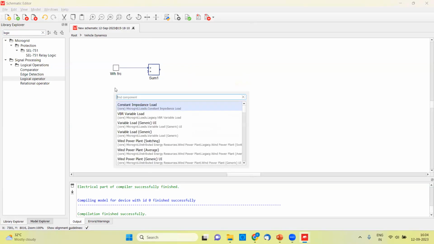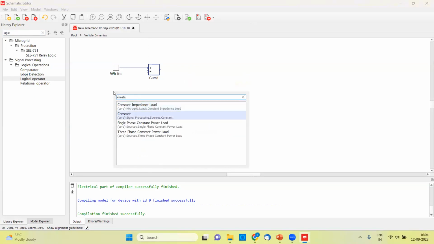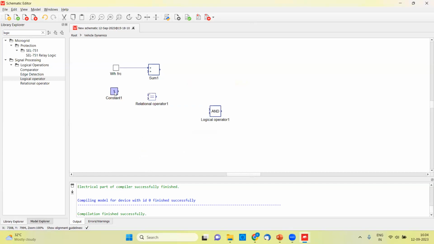Here you can use two constant blocks maybe. Then you can define between what speed and what speed it is cruising. That kind of scenario can be created, but for this particular model, we have not taken it into consideration. Okay, thank you.